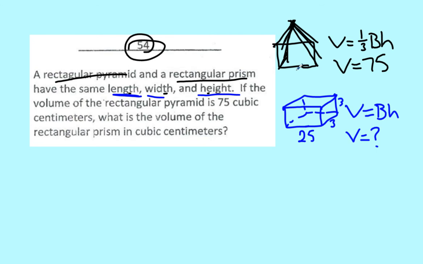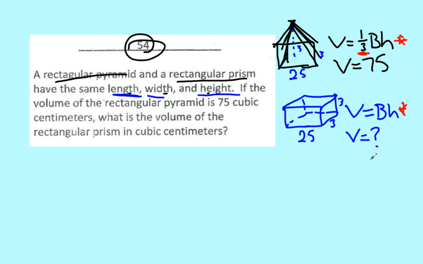So that means that this one is also 25 by 3, and this height is 3. You don't need to know these numbers, it's just to write something down. So we have to look at how these two formulas are related to each other. How is this formula similar to this one? And we see they both have area of the base times the height. The only difference is that in a pyramid, you take that and you divide it by 3.